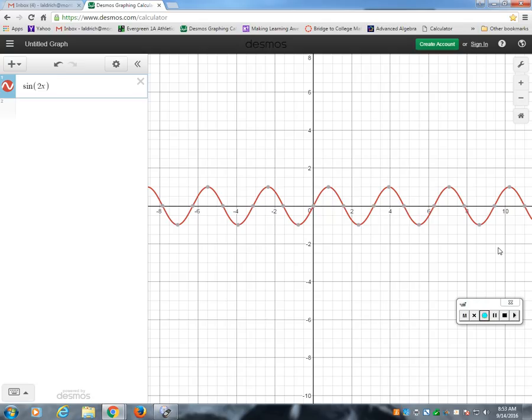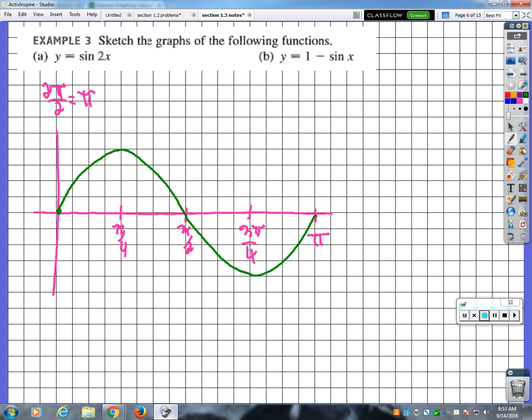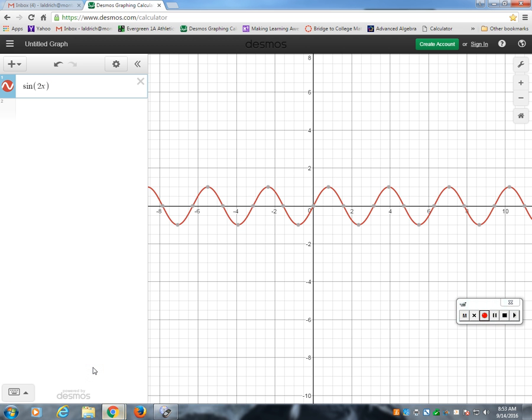Okay, so here's the graph of the sine of 2x, and you can see that its period is pi right there. And then 1 minus sine x, what would that do? What's that going to look like? It's going to flip it over, because it's going to go negative, so it's going to start going down instead, right? And then it's going to get shifted up 1 because the 1 is positive.